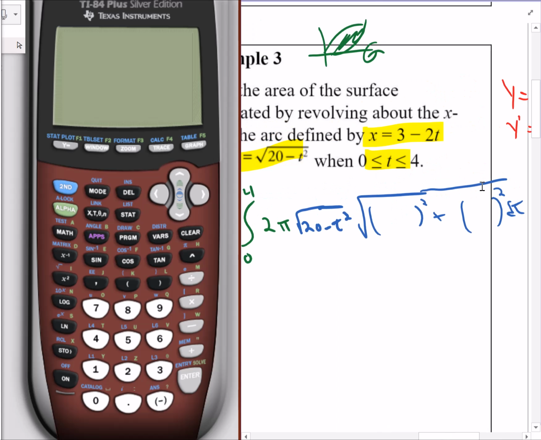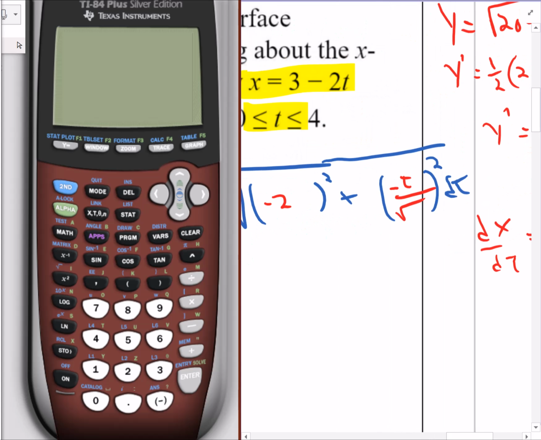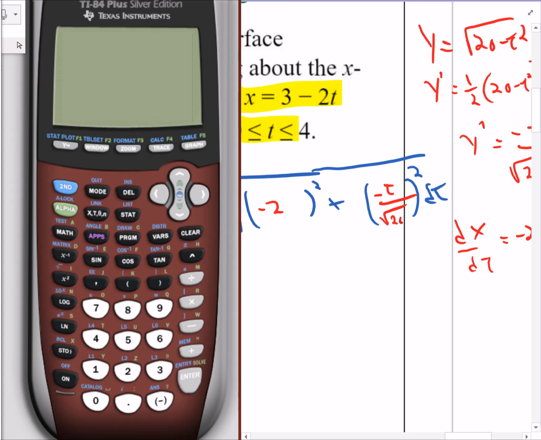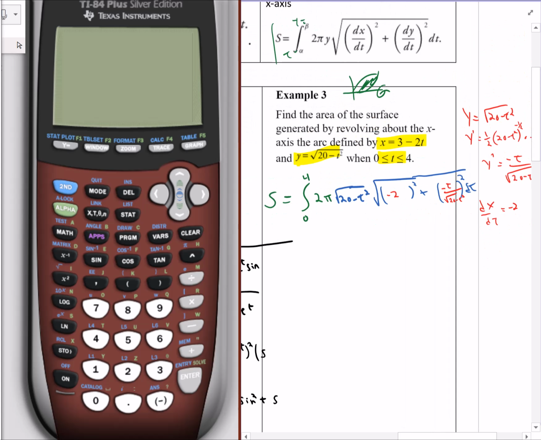The derivative of the x piece is a lot simpler. dx/dt is simply negative 2. So this piece is negative 2. This piece is negative t over the square root of 20 minus t squared. Right? And so we're left with that. And now our job is to, if we had to do this by hand, like you could just plug it into a calculator, right? If we had to do it by hand, which is possible, then we'll have to simplify.